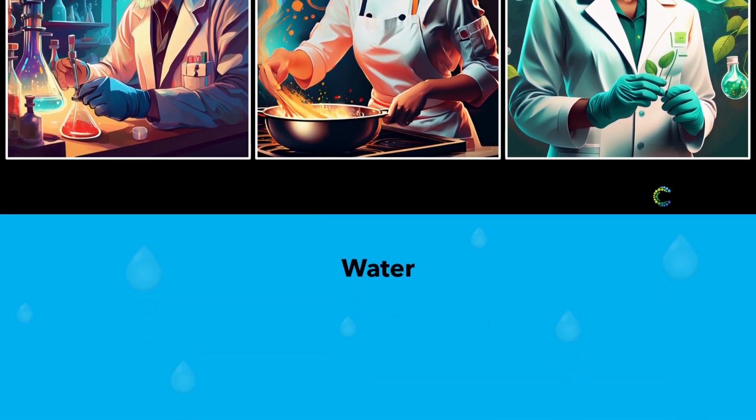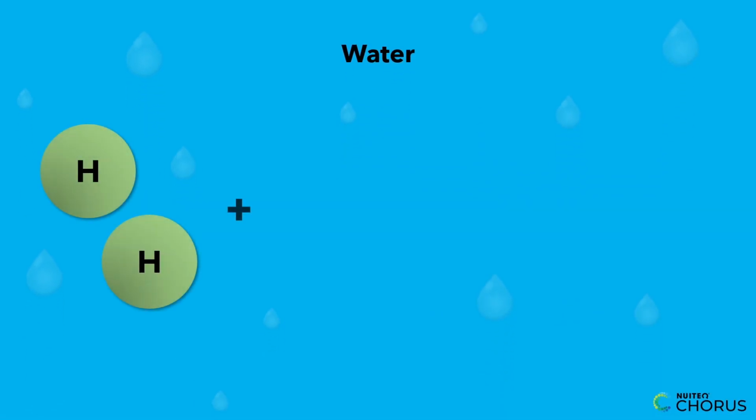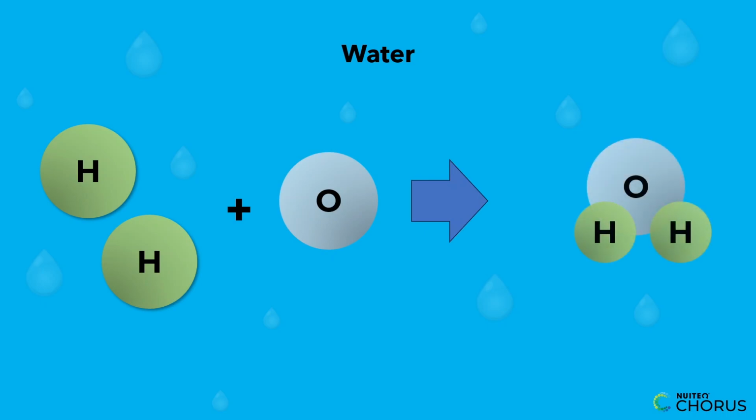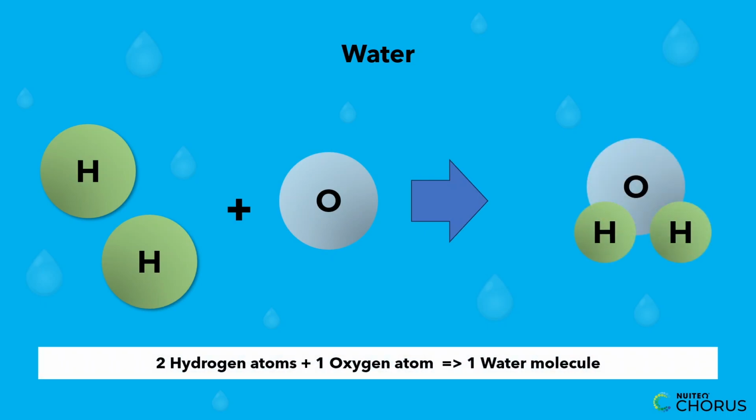Let's start simple. When hydrogen and oxygen atoms react to make water, they rearrange but don't disappear. Two hydrogen atoms and one oxygen atom make one water molecule.